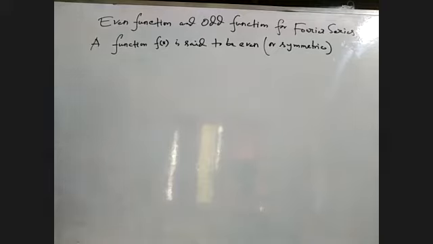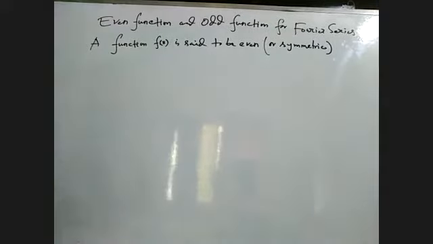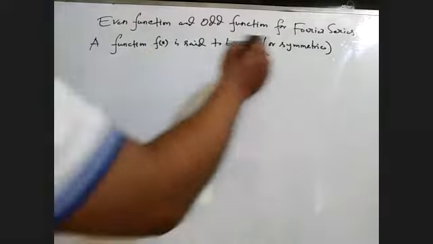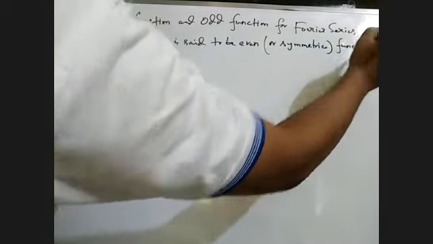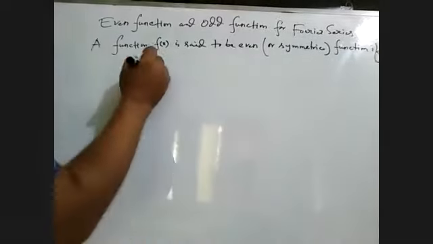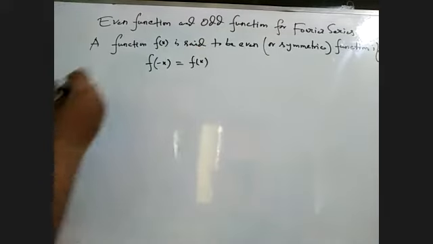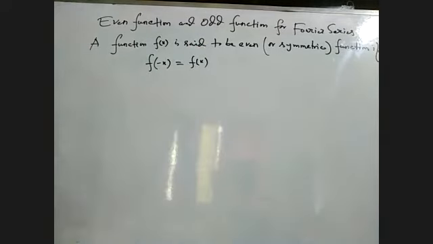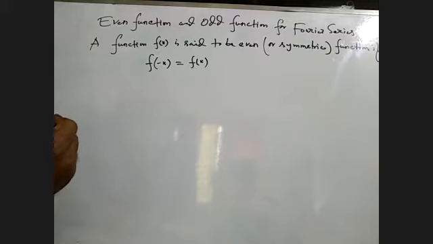So a function f of x is said to be even, or symmetric, if the function can be written as like this. And this is called an even function. You must know from our previous lecture, y equals x squared, y equals x to the power 4, etc. are even functions.